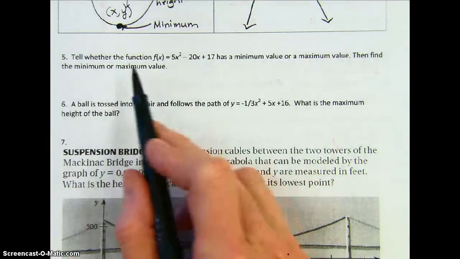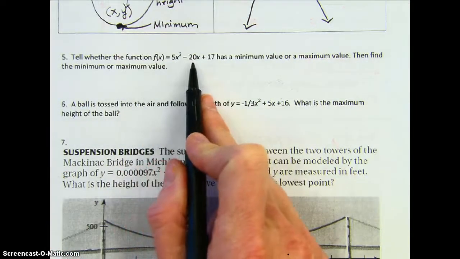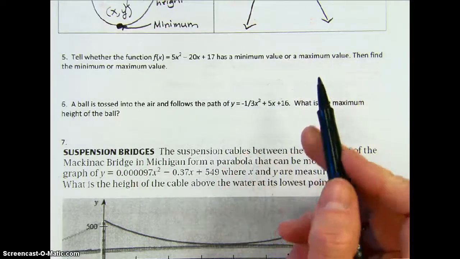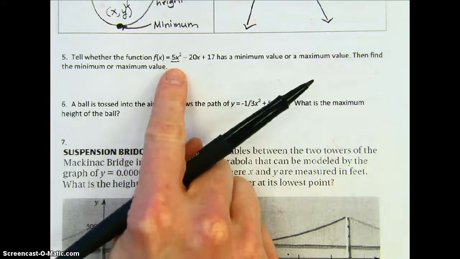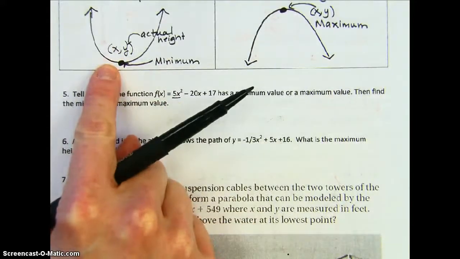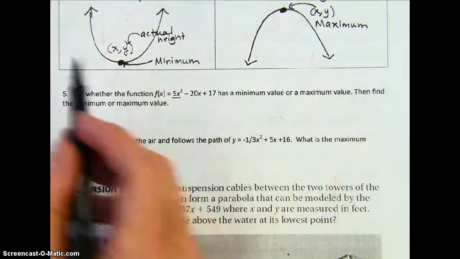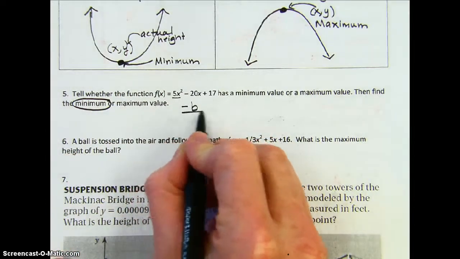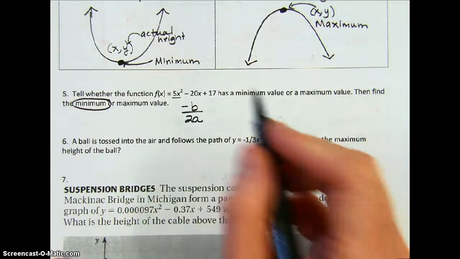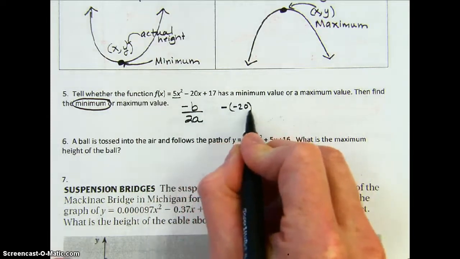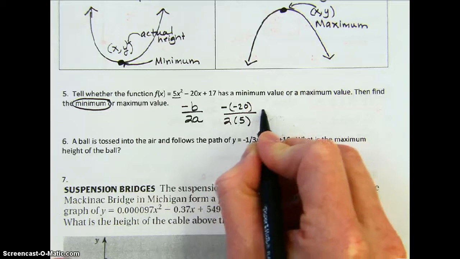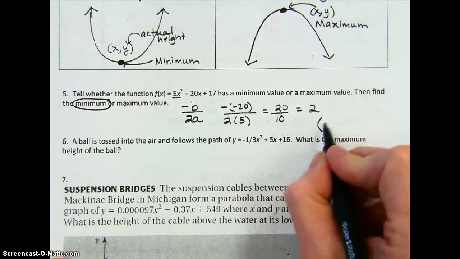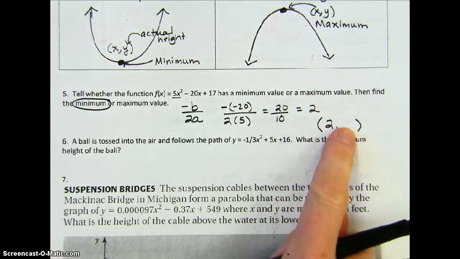So 5 just says tell whether the function 5x squared minus 20x plus 17 has a minimum value or a maximum, then find it. So since 5 is positive, we know the parabola will be this situation, so we know it'll have a minimum. So I'm going to circle that. And then to find that, I would do negative b over 2a to find my x. So negative 20 over 2 times a will produce a 20 over 10, which produces a 2. So that's half my ordered pair, but how do I find y?